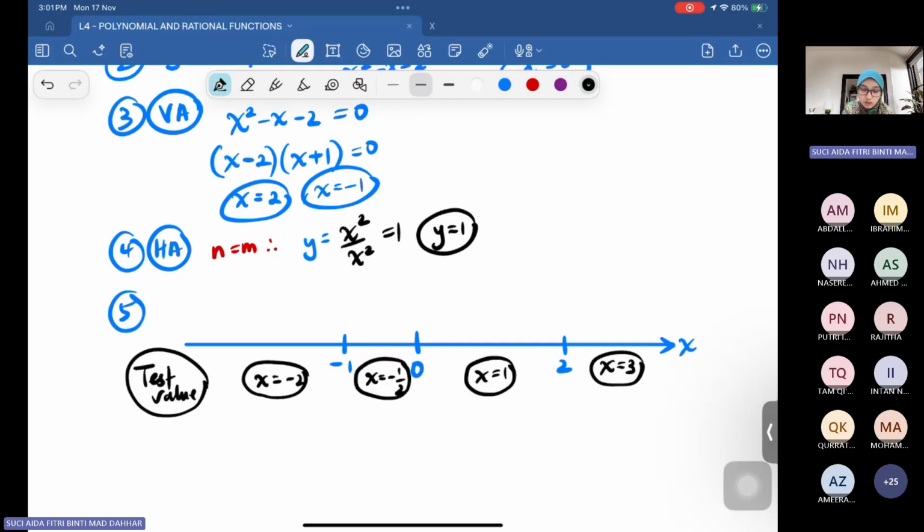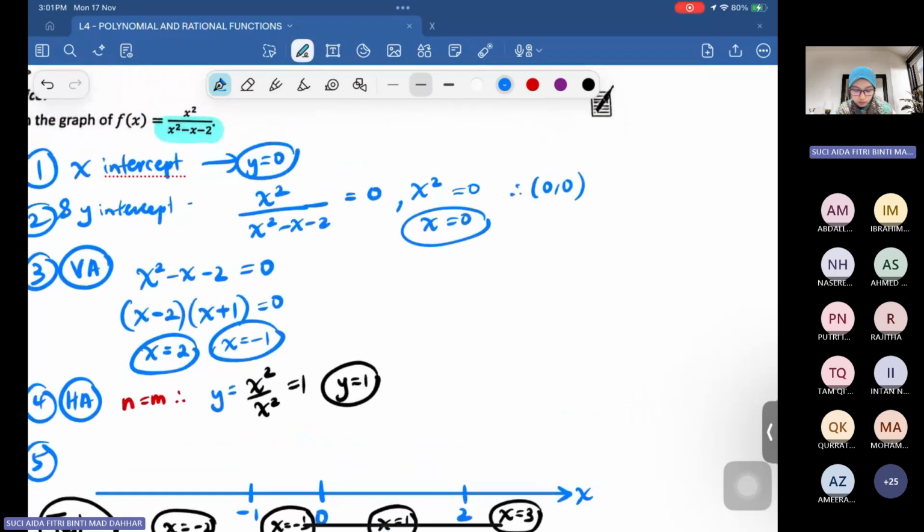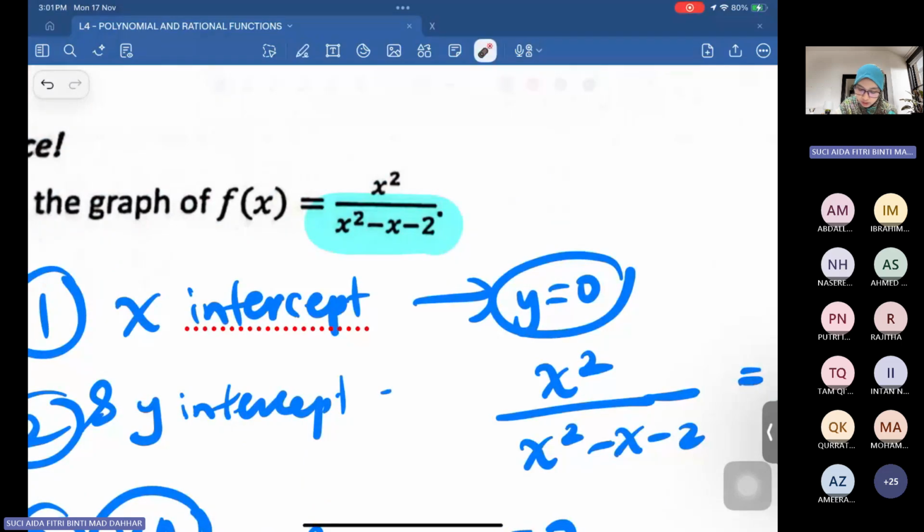Next is, okay, this time we are going to use the calculate button to get the f(x) values. Okay, calculate button. So let me key in this in your calculator. The function x squared over x squared minus x minus 2. Okay, and then press calculate button.